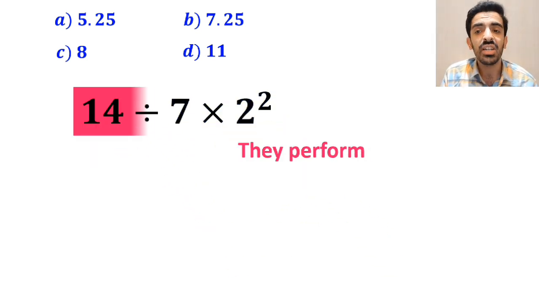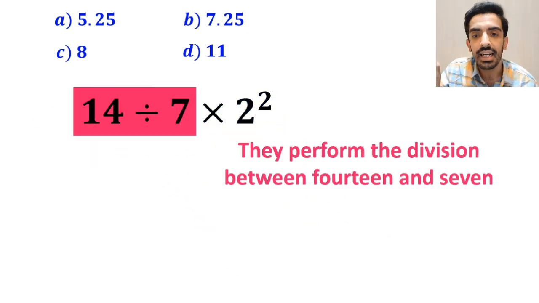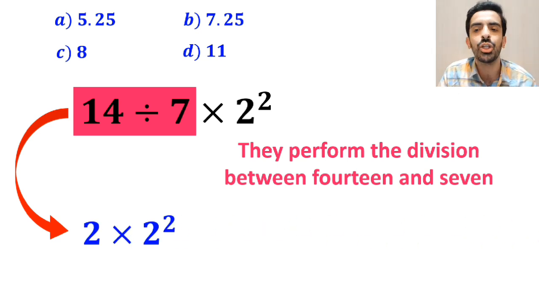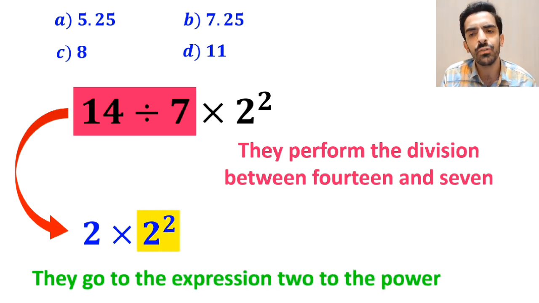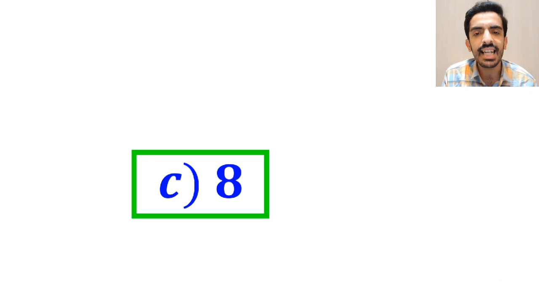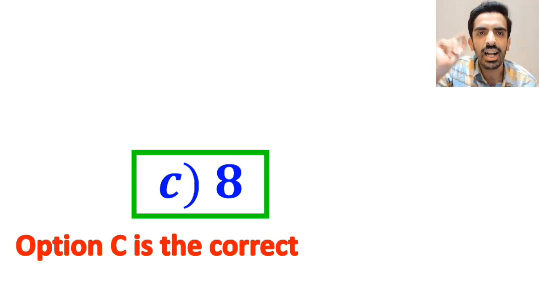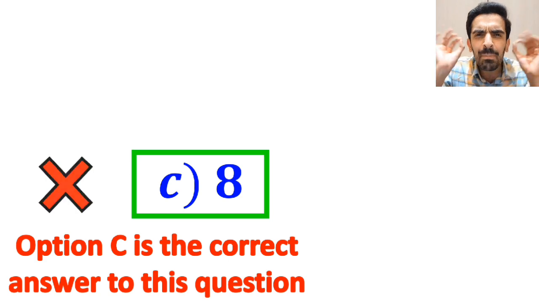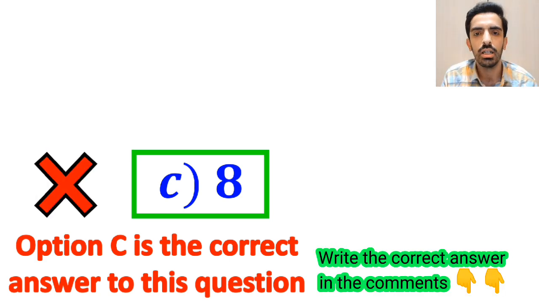Then, they perform the division between 14 and 7, and instead of this expression, they write 2 times 2 to the power of 2. In the final step, they go to the expression 2 to the power of 2 and simplify this expression to 2 multiplied by 4, which ultimately gives them the answer 8. Then, without any hesitation, they quickly say that option C is the correct answer to this question. But this answer is absolutely wrong.